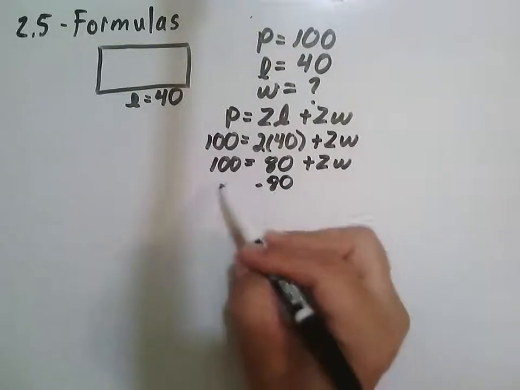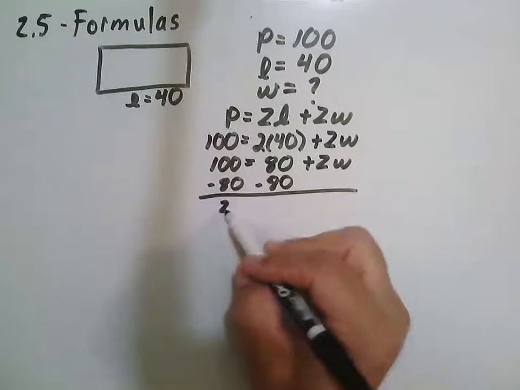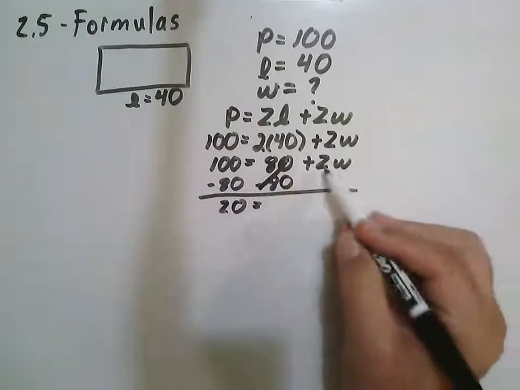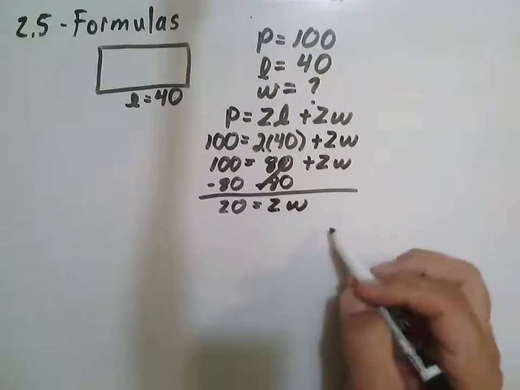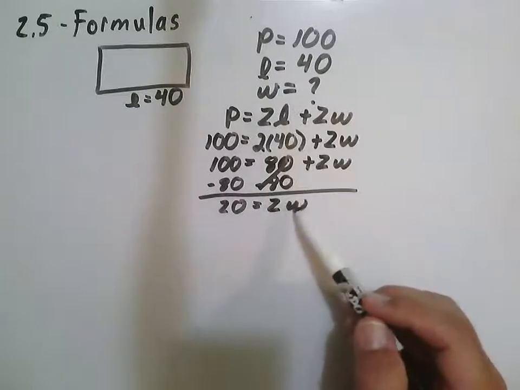Whatever I do on one side of the equation, do on the other side of the equation. 100 minus 80 is going to give me 20. This allows this to disappear. This just comes down as a 2W. And then I remember I need to solve for W. I need to figure out what the width is, not what two of the widths are.